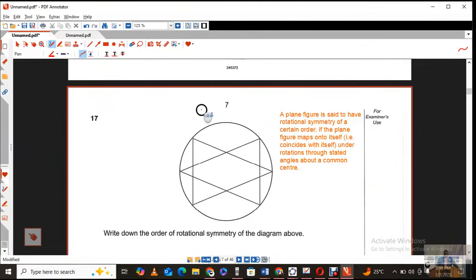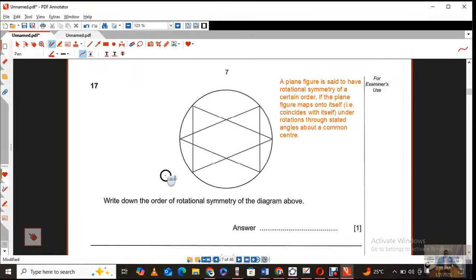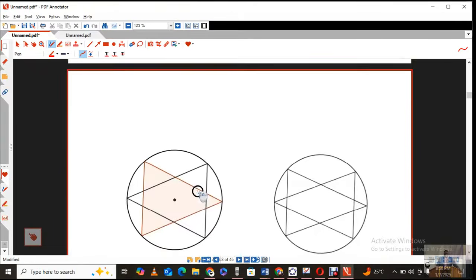Right, question 17. Now, when they're asking you for the order of rotational symmetry, what does it mean? A plane figure is said to have that symmetry, or a certain order, if it maps onto itself. You look at where the center is and rotate it through a few angles, and then the shape looks exactly identical.